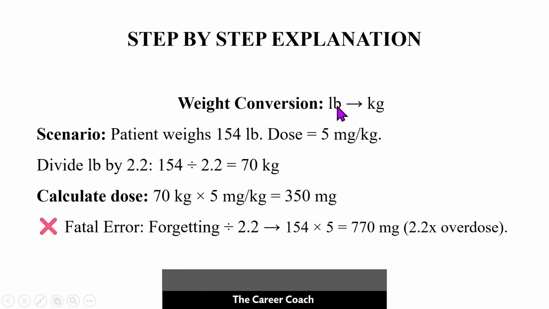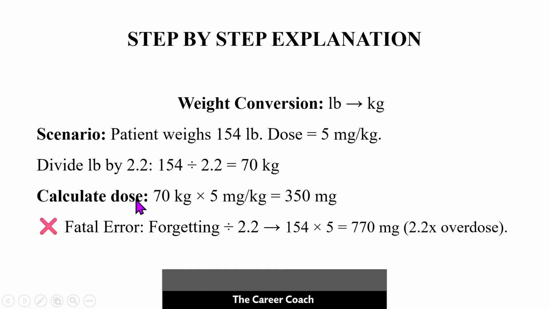Weight conversion, pounds to kg. Scenario: patient weighs 154 pounds. The dose is 5 mg per kg. How do we do this? You divide the pounds by 2.2. So 154 divided by 2.2 will tell us the weight of the patient. The patient is 70 kg.